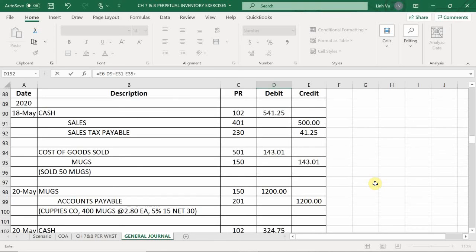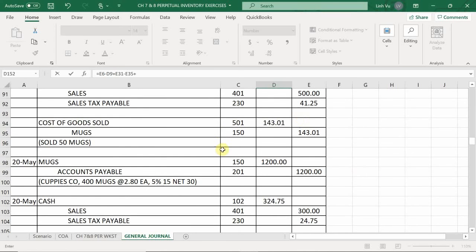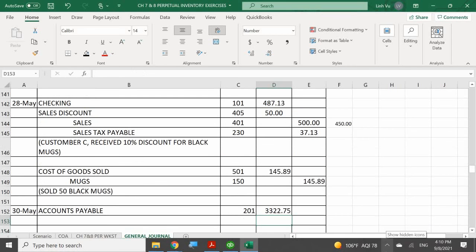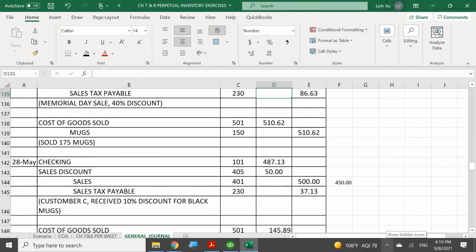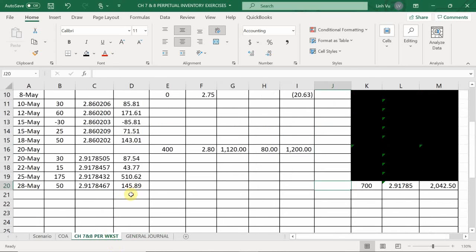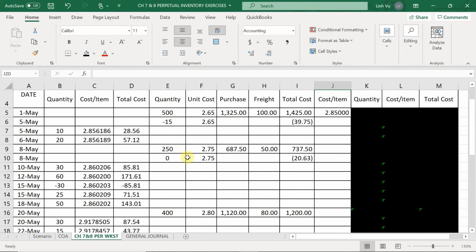Okay, give me 1 second. So here we also have an accounts payable for $1,200. So therefore, we need to figure out what that amount was. Let's see. In our books, we returned or we got a refund for $20.63.